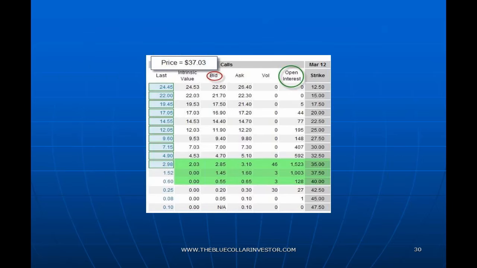All right, let's have a look at this options chain on a stock trading at 37.03. We're going to look at the 35 in the money, 37.50 slightly out of the money, and the $40 way out of the money. Feed it into the Ellman calculator.